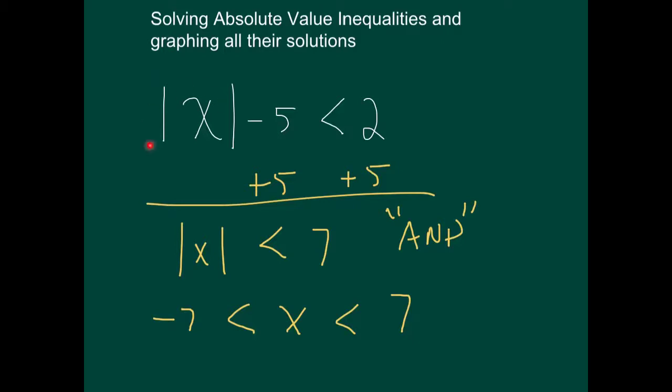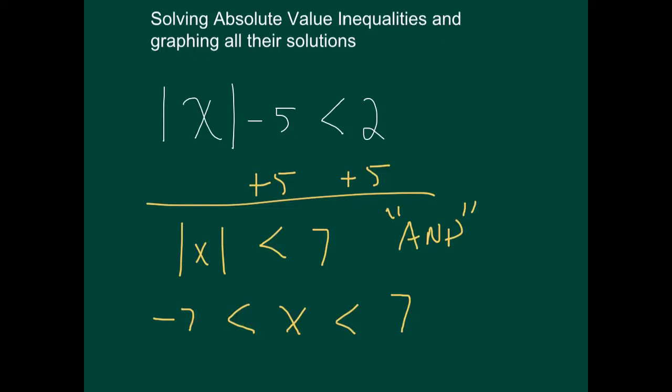You want to get these bars alone. You add 5 to both sides. You get the absolute value of x is less than 7. This is less than, which is an "and." All the absolute values are less than 7. That means that what's in here, its value must be less than 7. But the other thing that has absolute value less than 7 is anything inside of negative 7.